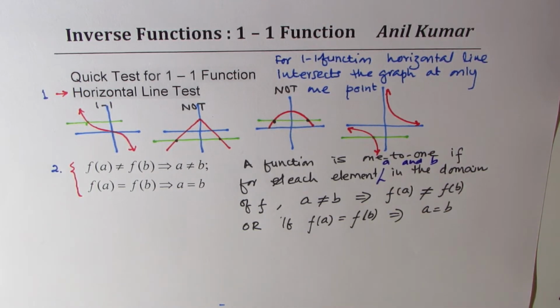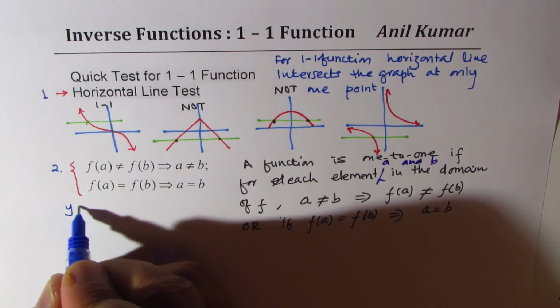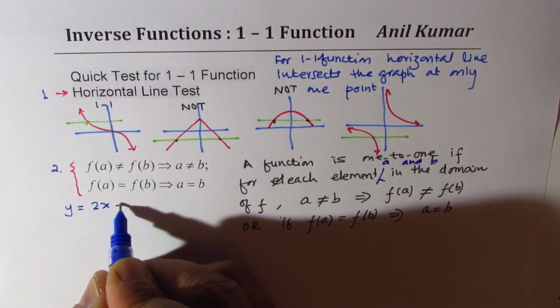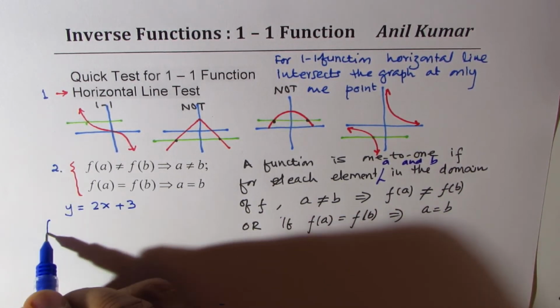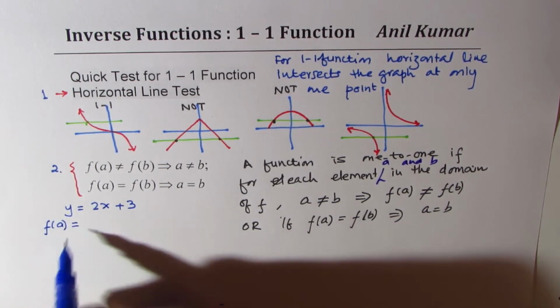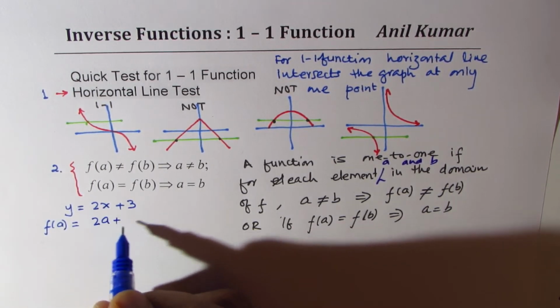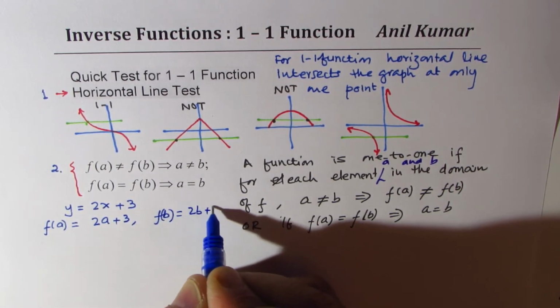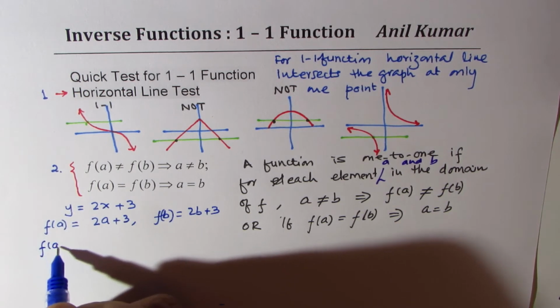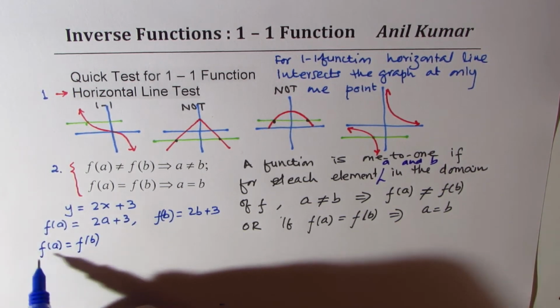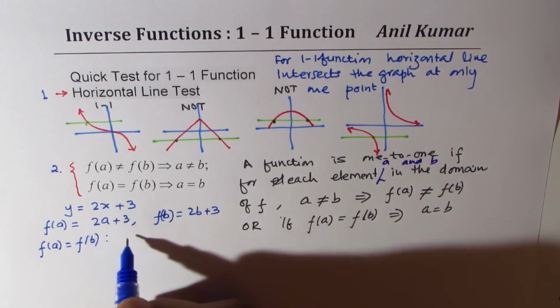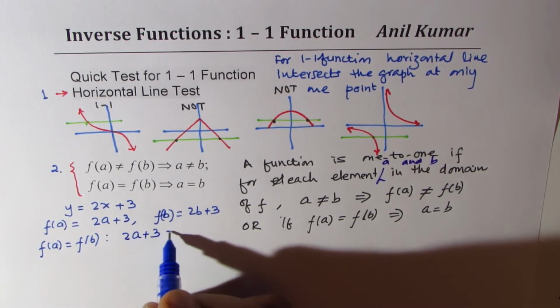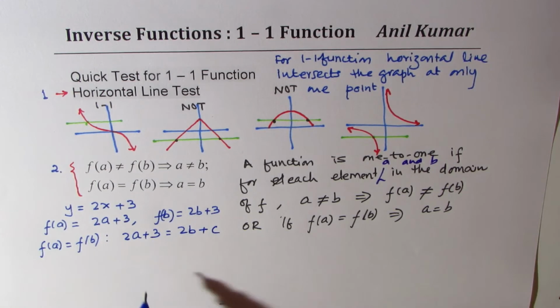So what we are trying to say here is that, let's take an equation, for example, y equals 2x plus 3. Now what is f of a equal to? f of a is 2a plus 3, and f of b is 2b plus 3. Now if f of a equals f of b, if they are equal, in that case 2a plus 3 should be equal to 2b plus 3.